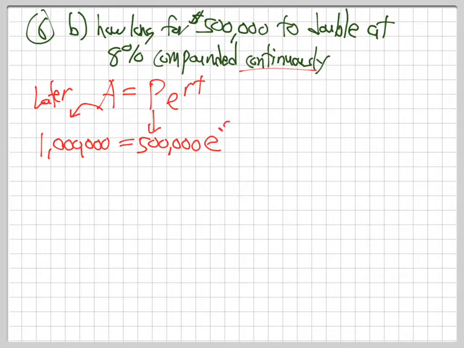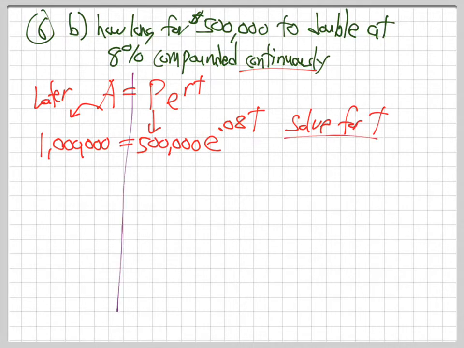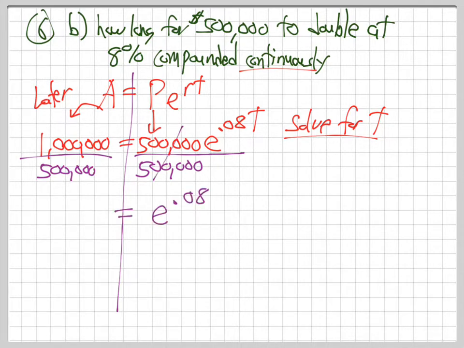E to the R is 0.08, and there's T. We want to solve for T. Just like the last problem, we're trying to solve for T. Here we go. What's the first step to get T alone? Divide off the 500,000. Cancels out. E to the 0.08T. And so what is $1 million divided by 500,000? It's 2, right? 500,000 goes in there twice.